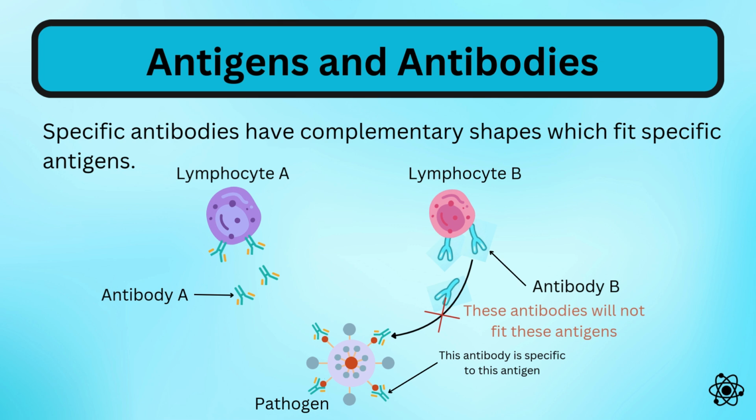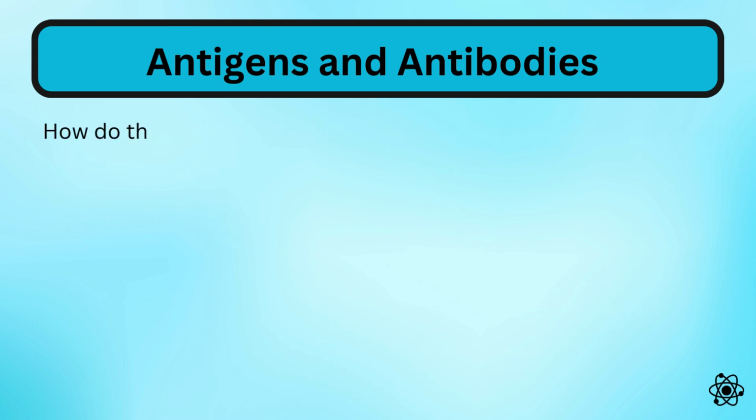These antibodies can lock onto antigen A and destroy them. The antibodies made by lymphocyte B, on the other hand, will not be able to fit in antigen A. So, how do the antibodies destroy the pathogen?